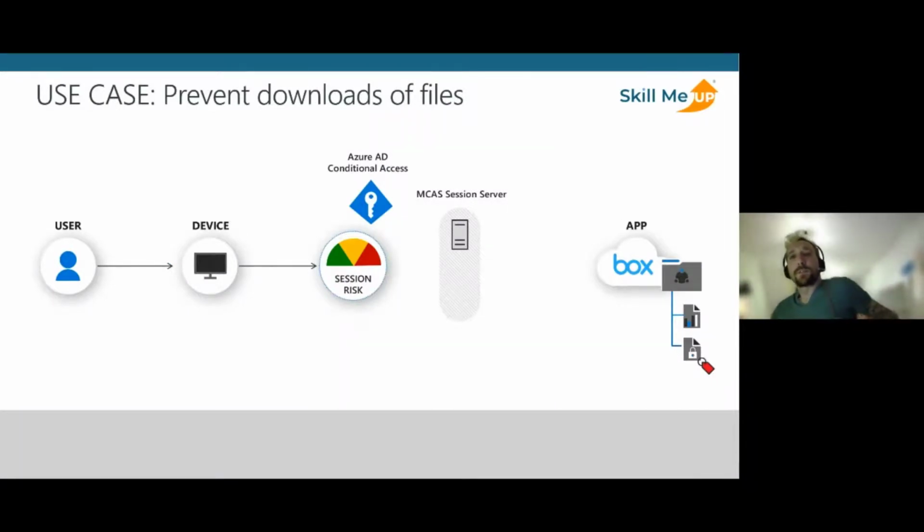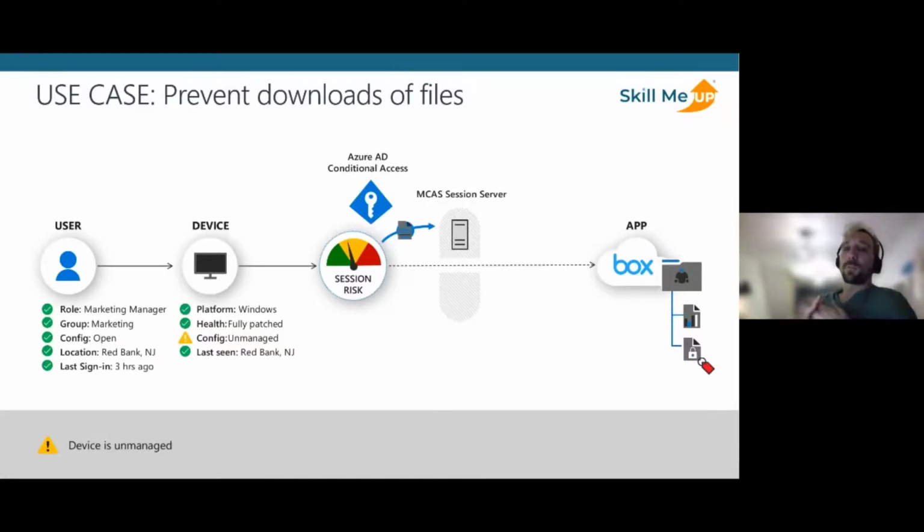The use case, prevent the download of files. You can click a bit through that we can see everything happening already. So the device is unmanaged. All the rest is okay. So the role is in a good group. The location is okay. The last sign-in is okay. Platform is Windows. The device is fully healthy, fully patched, latest Windows version. Everything okay, but it's unmanaged.